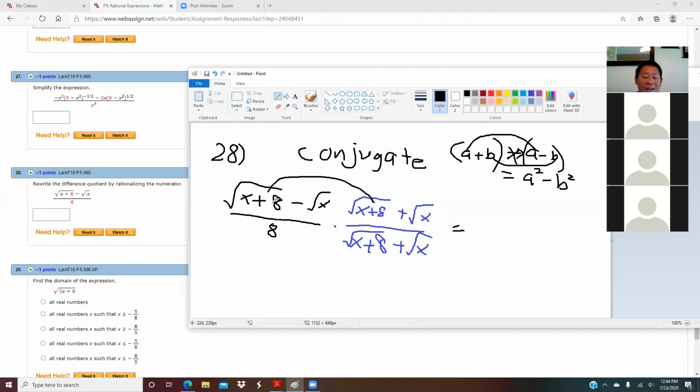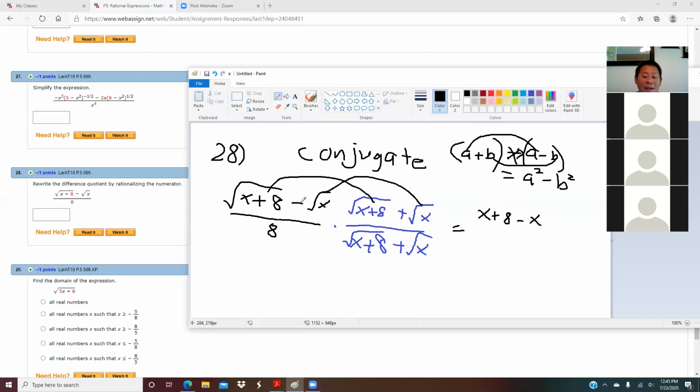So square root of x plus 8 times square root of x plus 8, the square root will cancel. You just get x plus 8. And then you do the last. Negative square root of x times square root of x, you will get negative x.